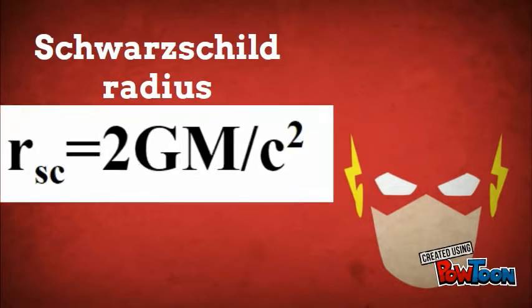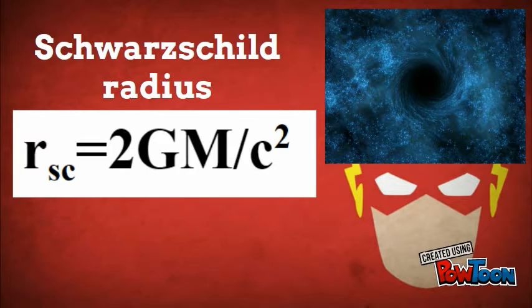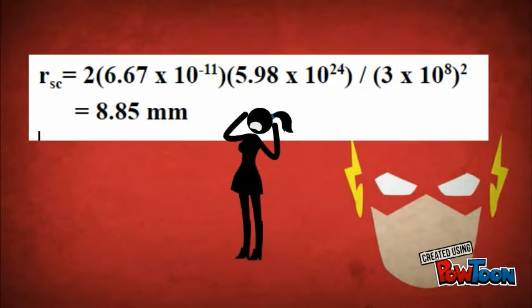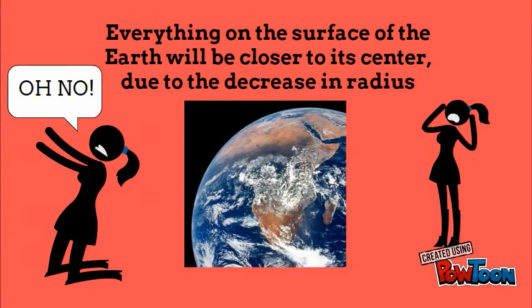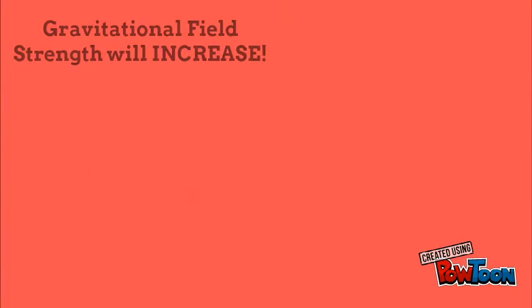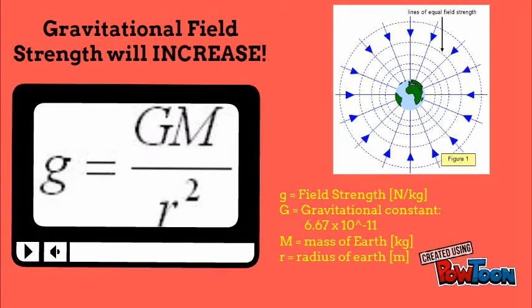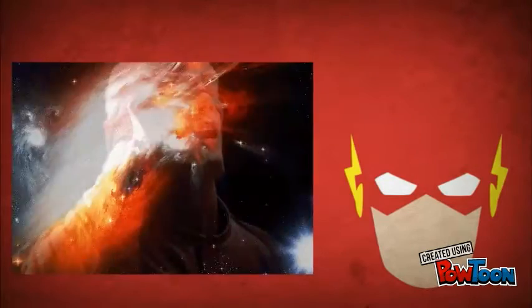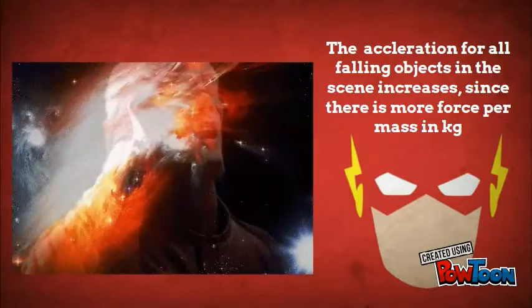For Earth to become a black hole, it must be at its Schwarzschild radius. We can see that Earth must have a radius of 9 millimeters for this black hole to form, and this means that everything on the surface of the Earth will be closer to its center. Thus, the gravitational field strength on Earth would increase immensely since the radius is inversely proportional to the field strength. Thus, the rate and acceleration due to gravity would change for everything on Earth, and all objects falling in this scene are accelerating faster than they would if g was Earth's normal 9.8 newtons per kilogram.